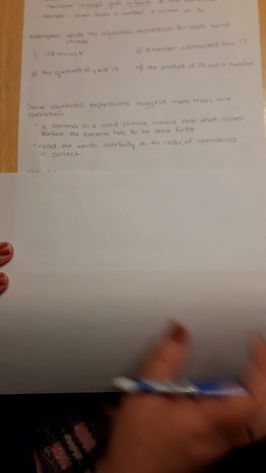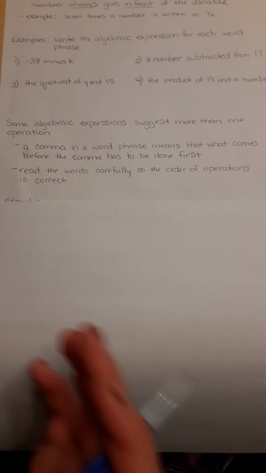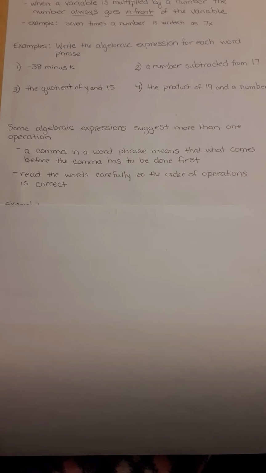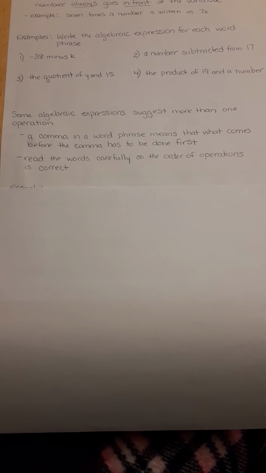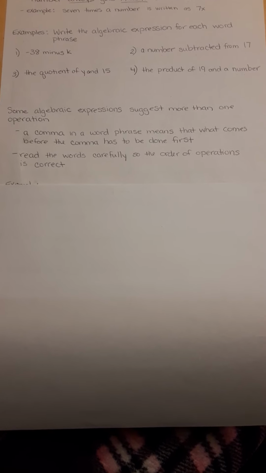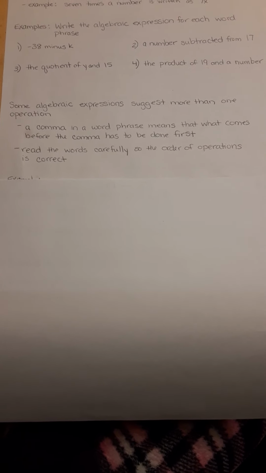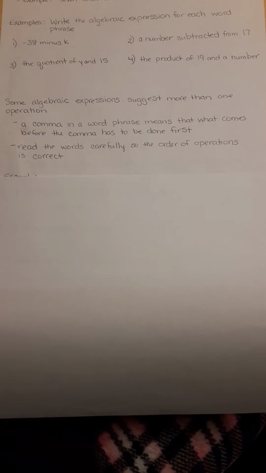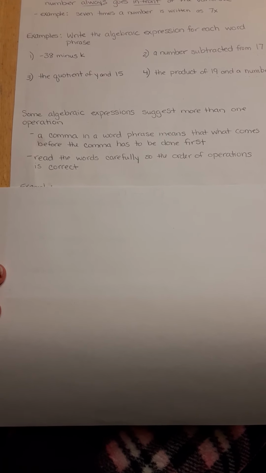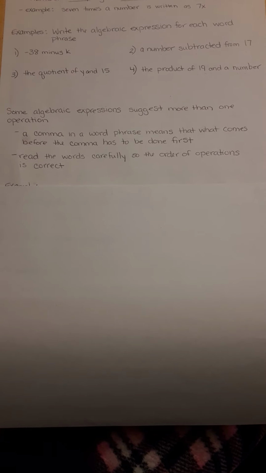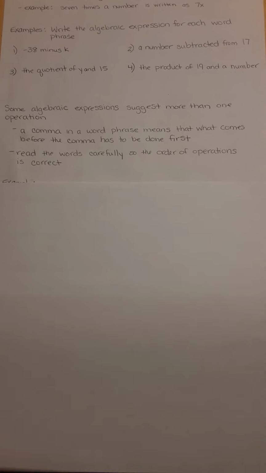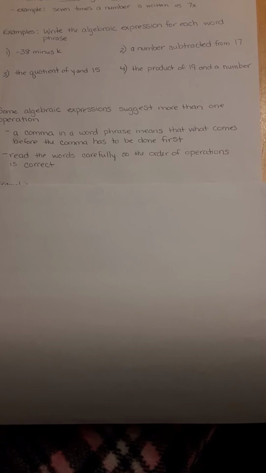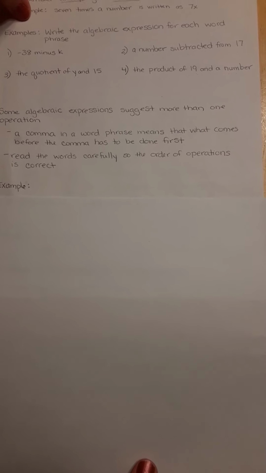What happens when I have multiple parts to an algebraic expression? A lot of times we're given a comma. That comma in a word phrase means that what comes before the comma has to be done first. That's just a nice little helpful hint to us. Then we have to read the words carefully because we've got to think about order of operations here. So let's get right into the problems.